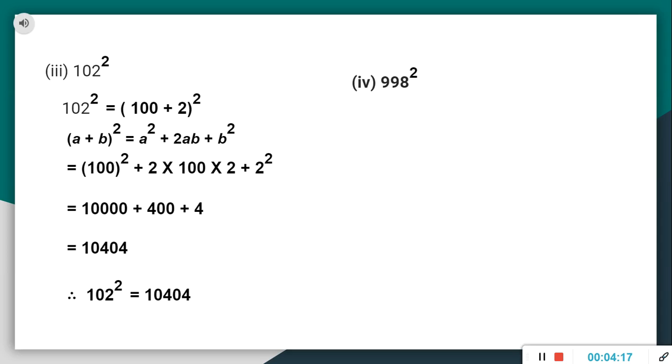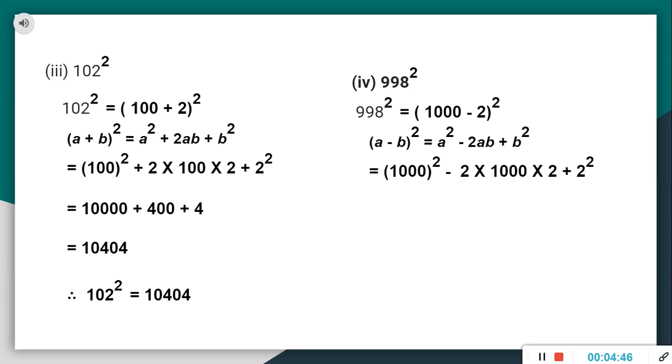Now the fourth question, 998. The nearest 0 digit number to 998 is 1000, right? That means we get 1000 minus 2 is equal to 998. So we can write 998 square is equal to 1000 minus 2 whole square. Here we use A minus B whole square, that is equal to A square minus 2AB plus B square. Here A is 1000 and B is 2. So 1000 square minus 2 into 1000 into 2 plus 2 square.